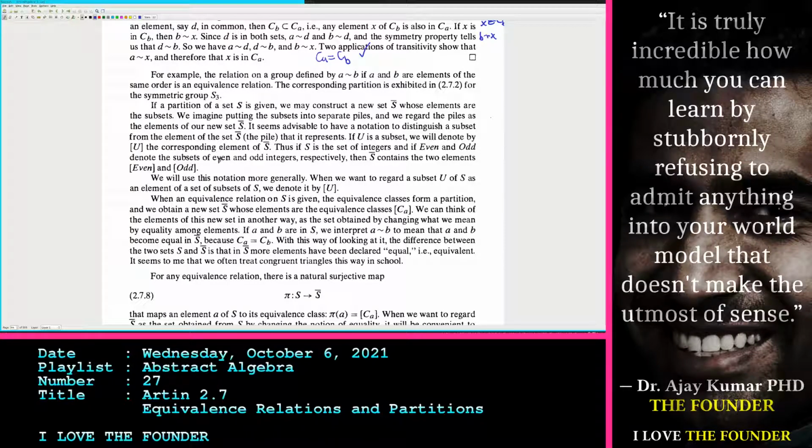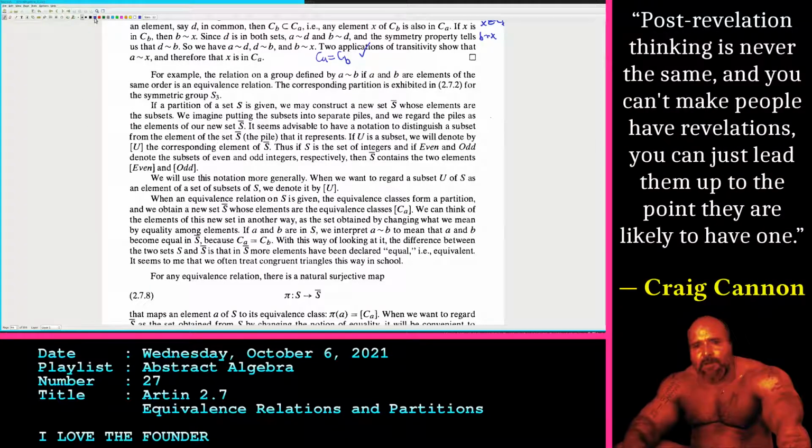Yeah, here is what I was saying. Ding, ding, ding. Changing what we mean by equality. This is what I've been saying all this time. Changing what we mean by equality. How many times have I said this?